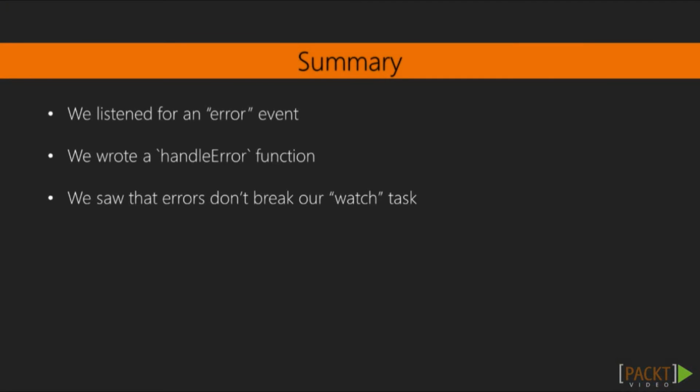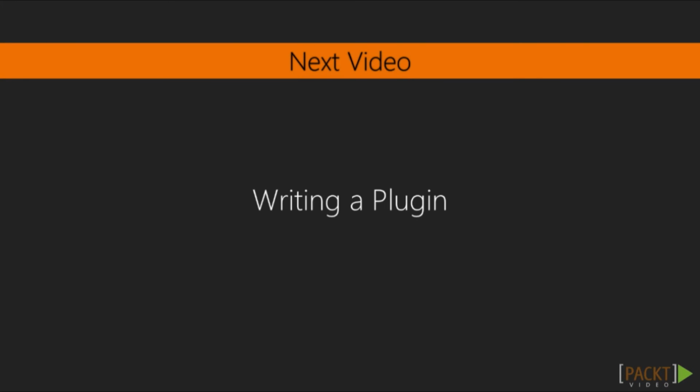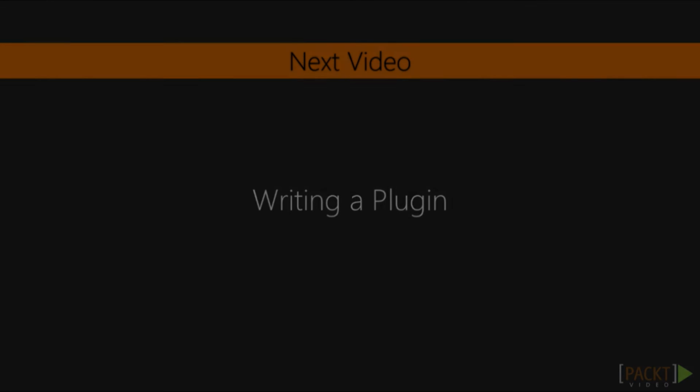So we listened for an error event on the stream right after we piped it through Coffee. We defined a function to handle the error, and we saw how this will prevent the error from breaking our watch. In the next video, we'll dive even deeper and write our own plugin that we can use within Gulp.